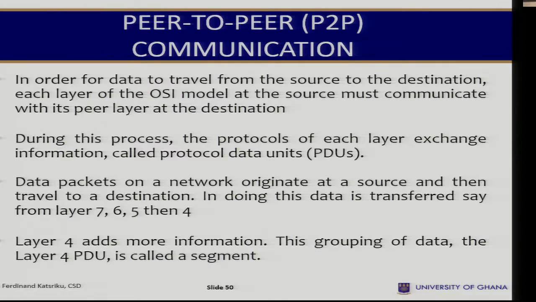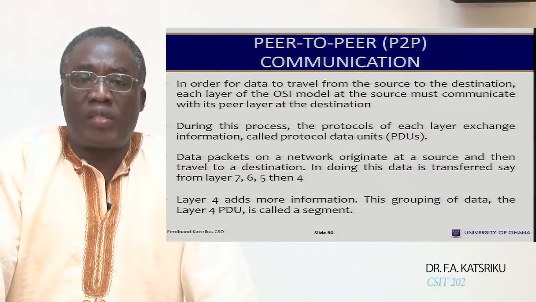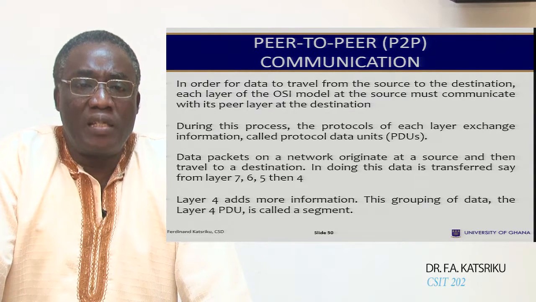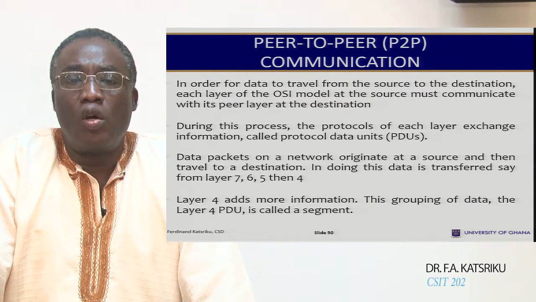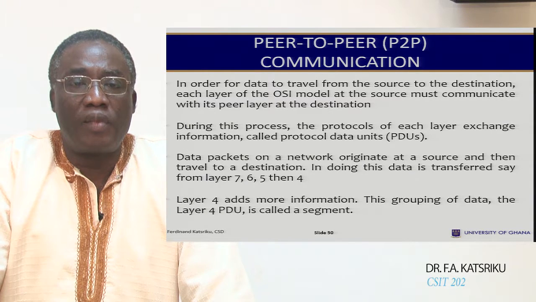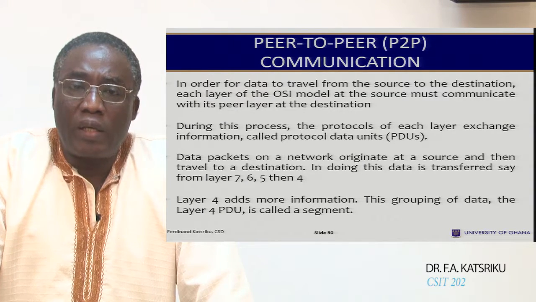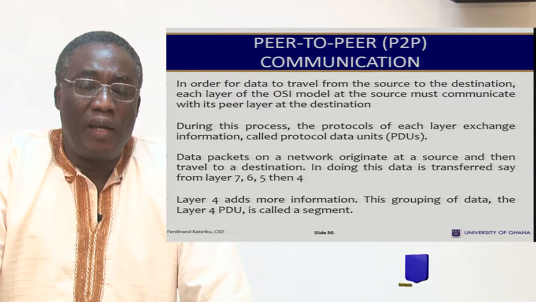In order for data to travel from the source to the destination, each layer of the OSI model at the source must communicate with its peer at the destination. So there's a sort of peer-to-peer communication. During this process, the protocols of each layer exchange information, which is called the what? Protocol data units.